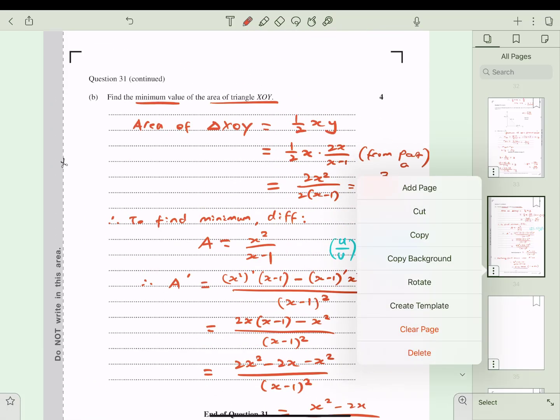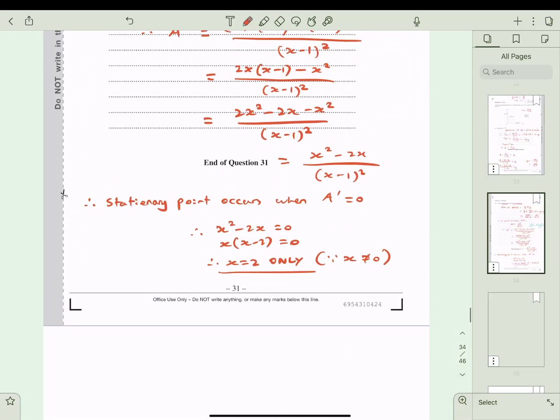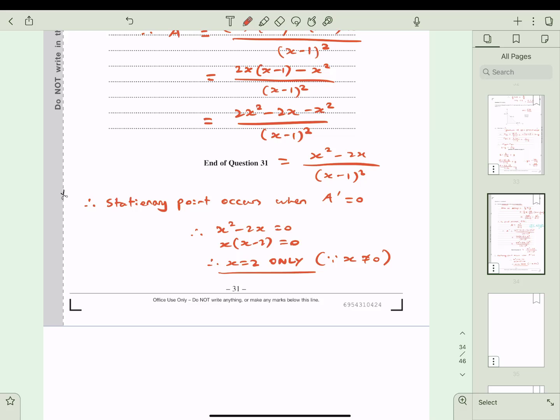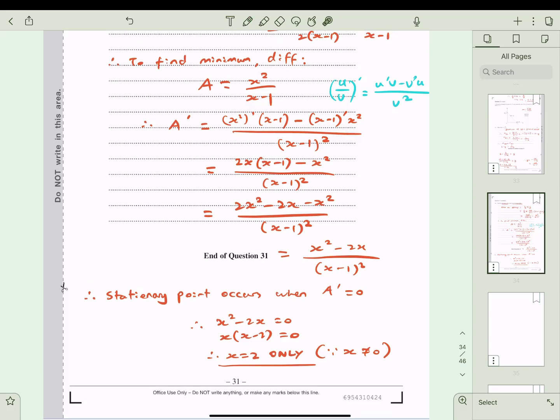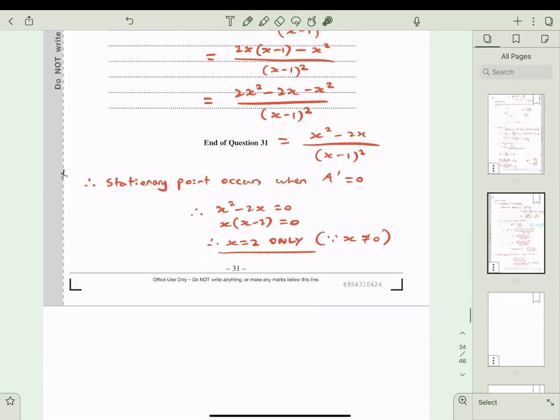And let's add a page down here, just because we need some extra space. Since x equals 2 is our only stationary point, we now need to determine and confirm it is a minimum turning point. So we have two options. We can either differentiate again, or we can just use a sign table. In this question, it's really quite annoying if we have to differentiate again, because we have to use the quotient rule a second time. And no one likes using the quotient rule. So in my opinion, it is easier and more efficient if we just use a sign table. So let's do it like that.